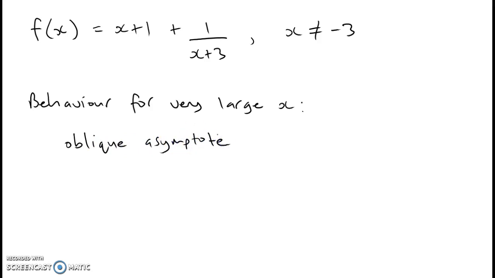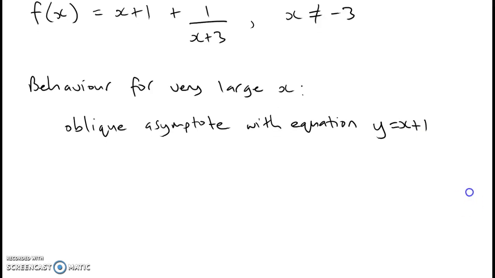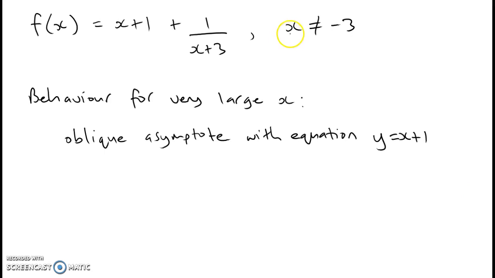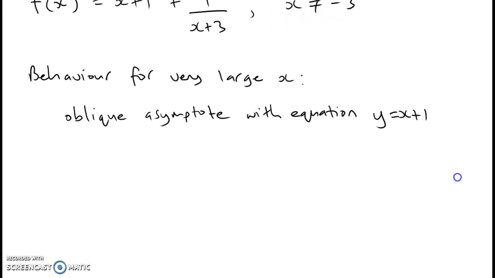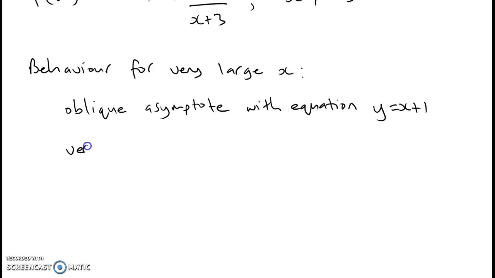Call it an oblique asymptote with equation y equals x plus 1. So just this first component of the function here. Alrighty, the other asymptote, and it's given away in the question, is when the question tells us that x cannot equal minus 3, we're going to have a vertical asymptote.